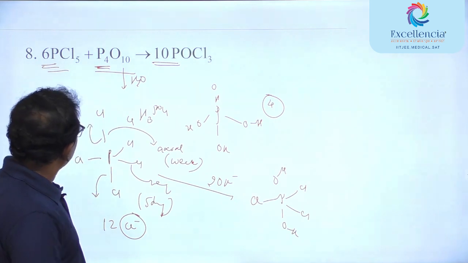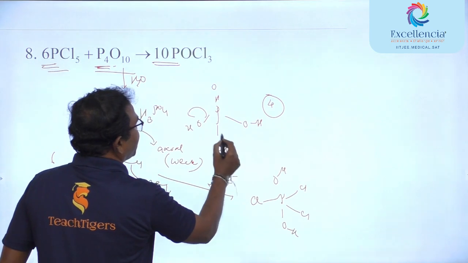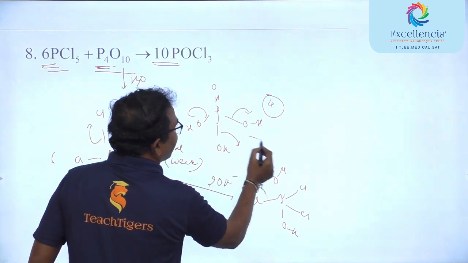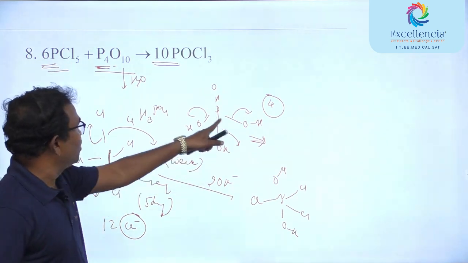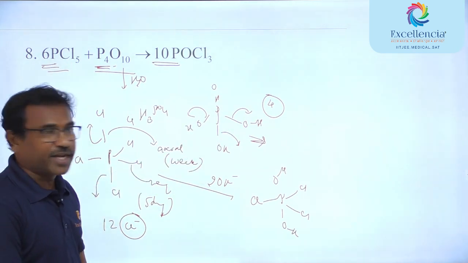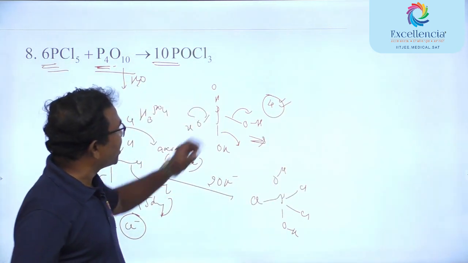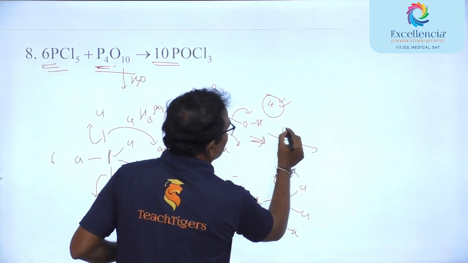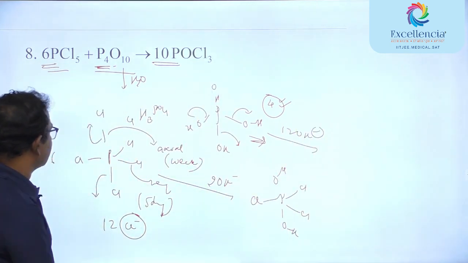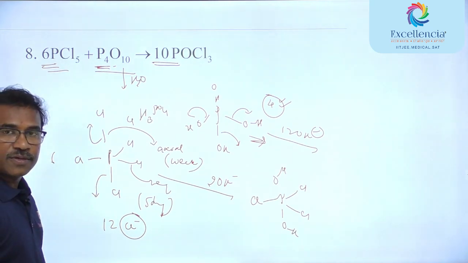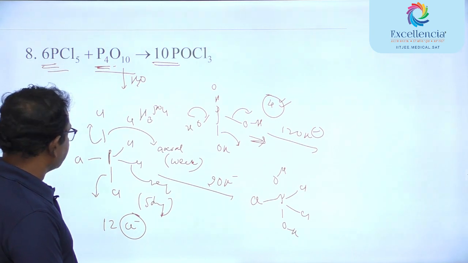The 12 OH minus has to come from P4O10. Each one is having 3 OH minus. Definitely we will be needing 12, which means 4 moles of phosphoric acid, which we already have. So these 4 moles of phosphoric acid will release 12 OH minus. We'll substitute these 12 chlorides. So obviously how many are we going to have now?